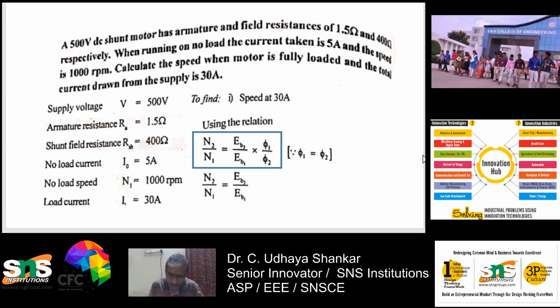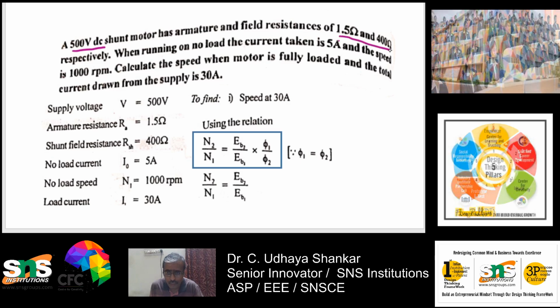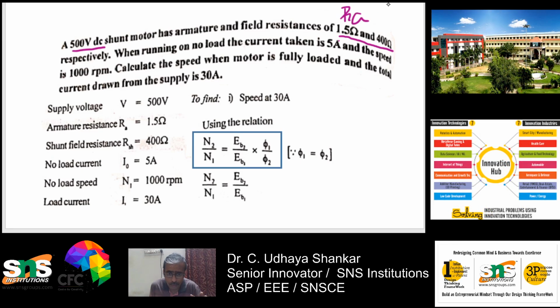Here you can see this is one more type of problem. In this problem, there is a 500 volt DC shunt motor, with armature and field resistance both given. If this is given, your armature current you have to calculate in a different way. Armature resistance is 1.5 ohms, and field resistance is 400 ohms. This is your RA, and this is your RF or RSH, that is the shunt field resistance. So it has been given.